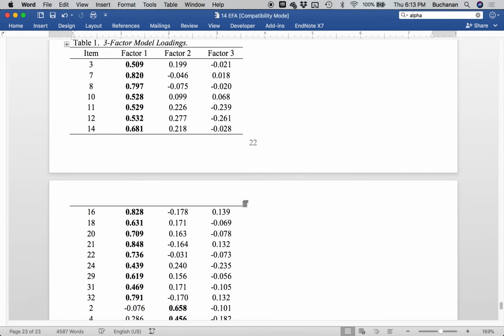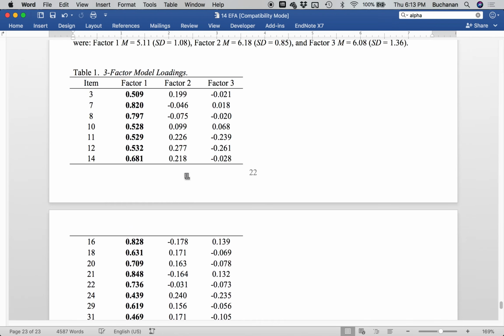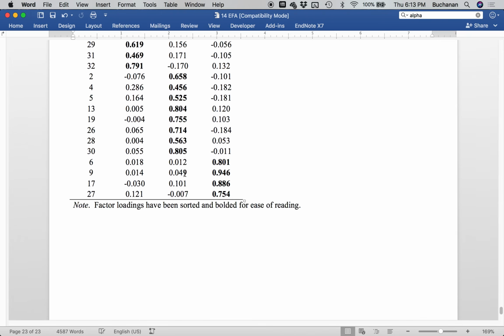I also created a table in Excel and sort of played with the sorting. This is a common way to report these, where the items are sorted by numeric question order, but kind of grouped by factor. Right? So all that together is a description of what EFA is, running the analysis, and reporting it.